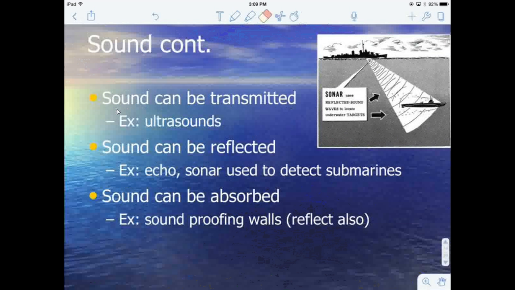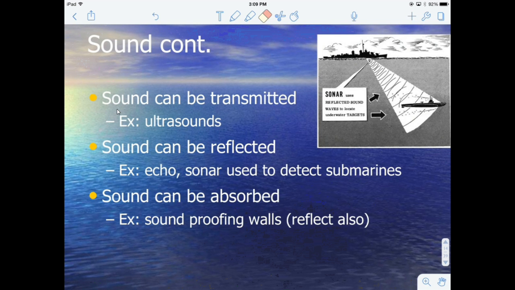If you think of an ultrasound, it's not just for when you have a baby. Ultrasounds take place all the time when doctors take a look inside you. What's happening there is the sound waves are creating an image on the inside. It passes through. Transmitted means it passes through.